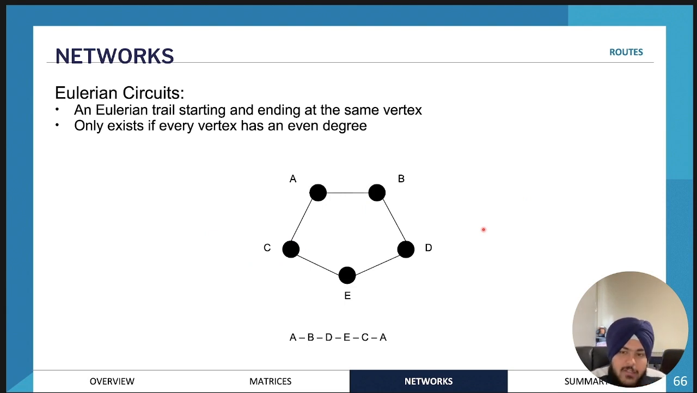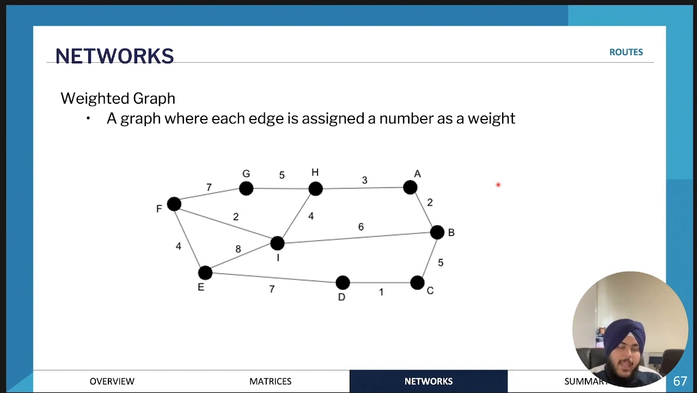So these are sort of the questions that you're going to get in the exam. They'll ask you, what is the requirement for an Eulerian circuit to exist, or whether an Eulerian circuit exists for this example. And sometimes they'll ask you to give the sequence of vertices that give the Eulerian circuit, or whatever example. Next, we're going to be looking at weighted graphs.